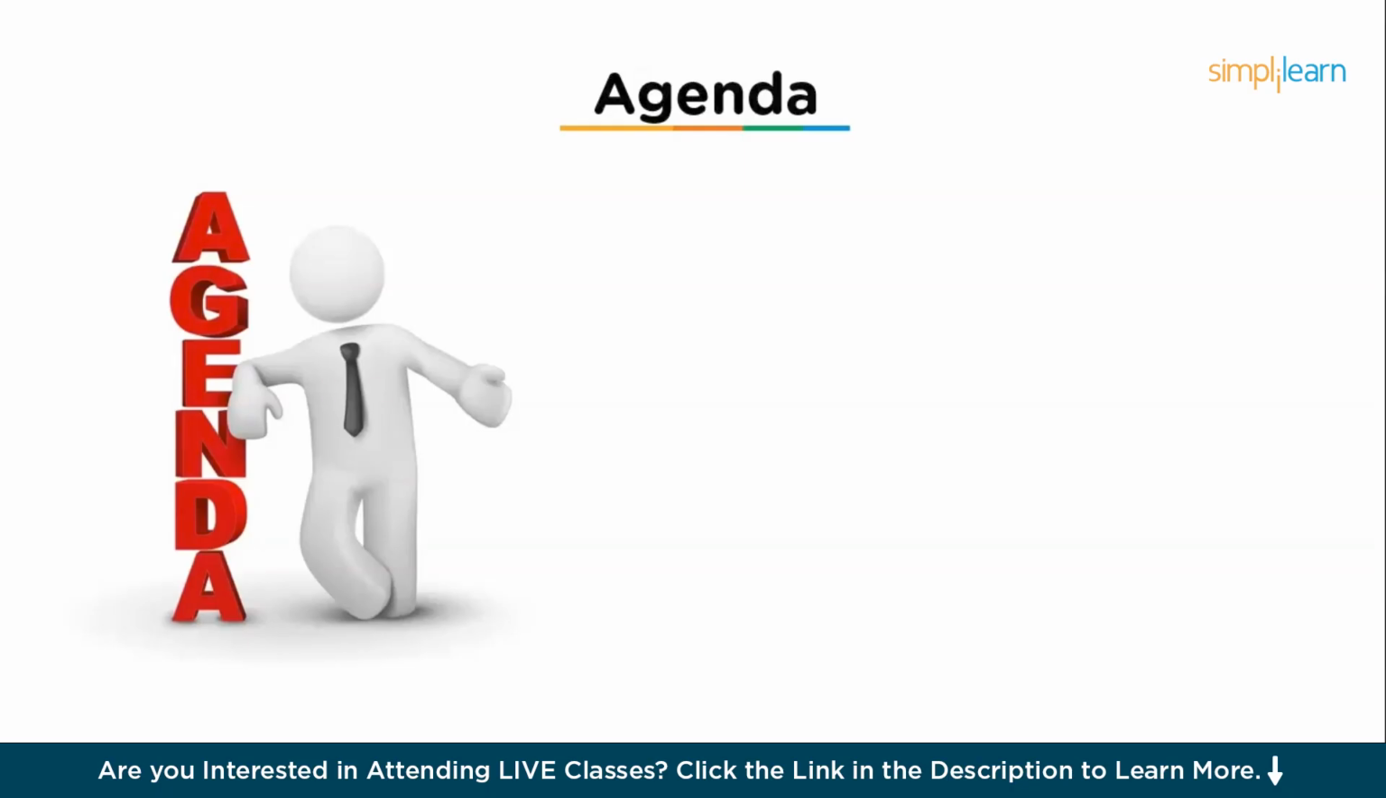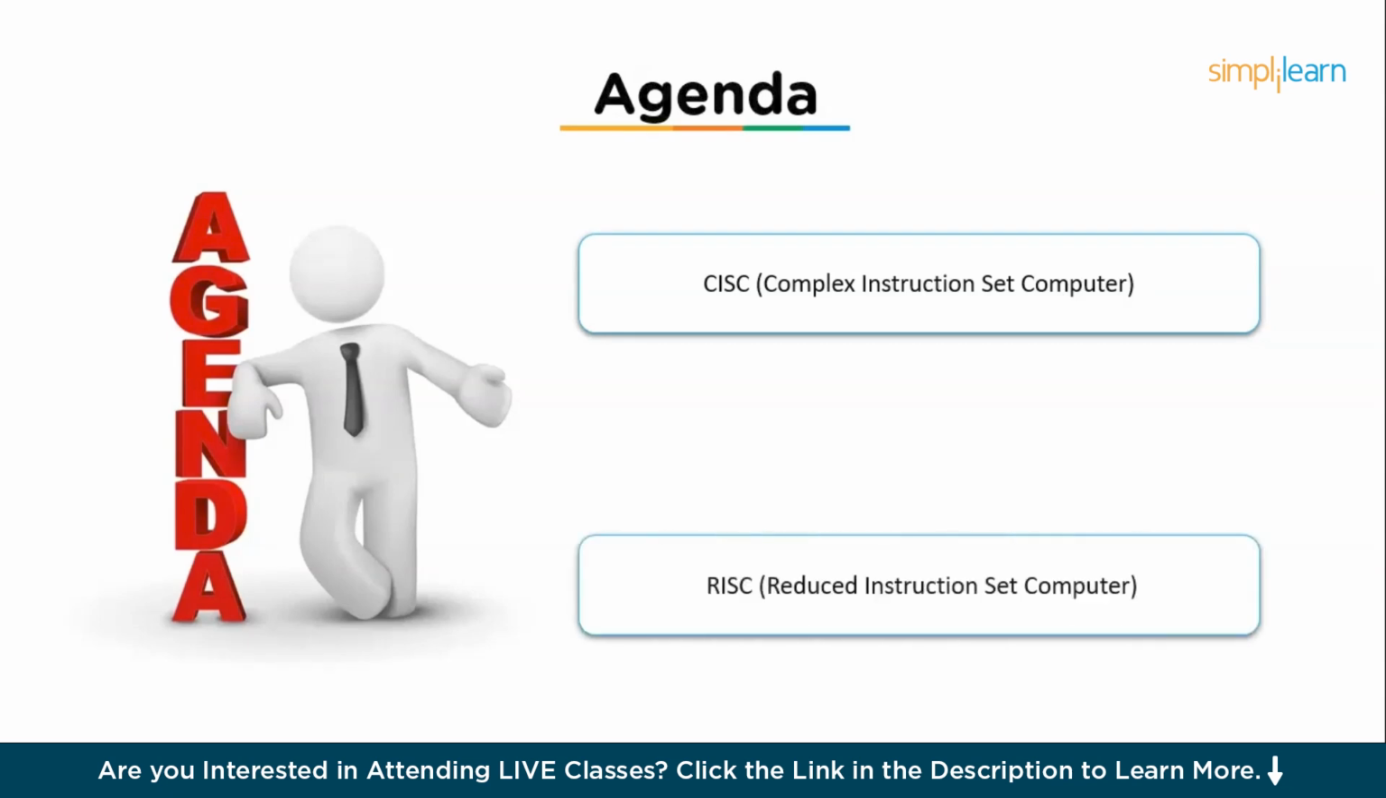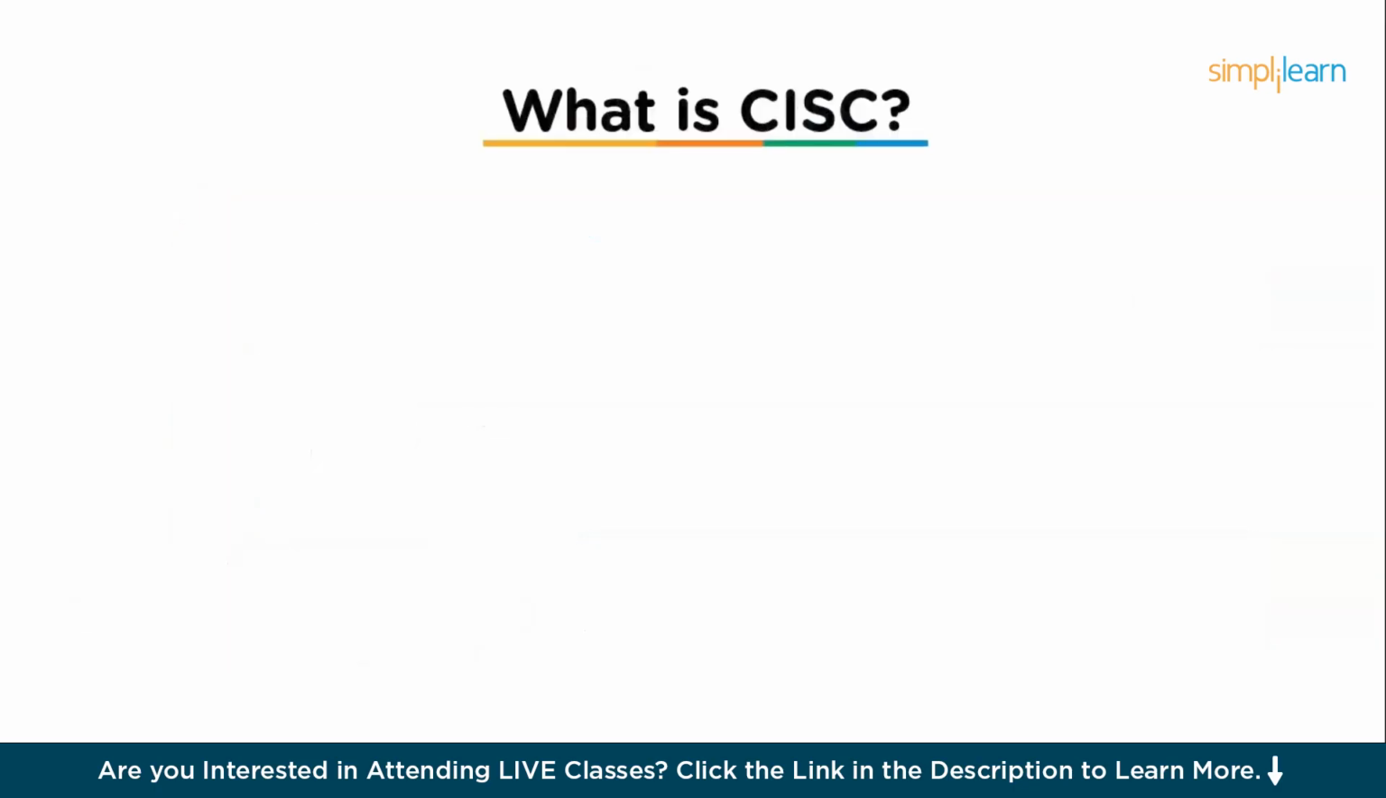First, we will see CISC, that is the Complex Instruction Set Computer, and then we will get to know about RISC, that is the Reduced Instruction Set Computer. By the end of this module, you will know what makes these architectures different, where they are used, and how to choose the right one for your project. So, let us now move on and see what is CISC.